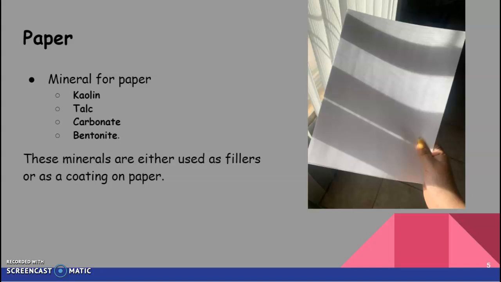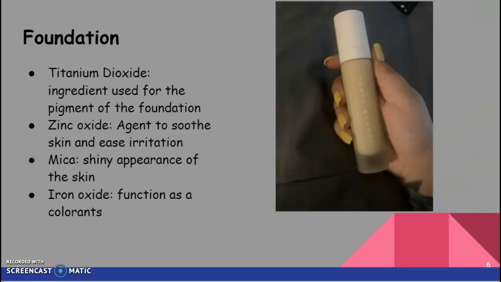Next item on the list would be foundation. The minerals that are used in the creation of foundation are titanium dioxide, which gives the pigment of the foundation, zinc oxide, which acts as an agent to soothe the skin and ease irritation, mica, which kind of makes a shine appearance to the skin, and iron oxide, which gives the color of the foundation.